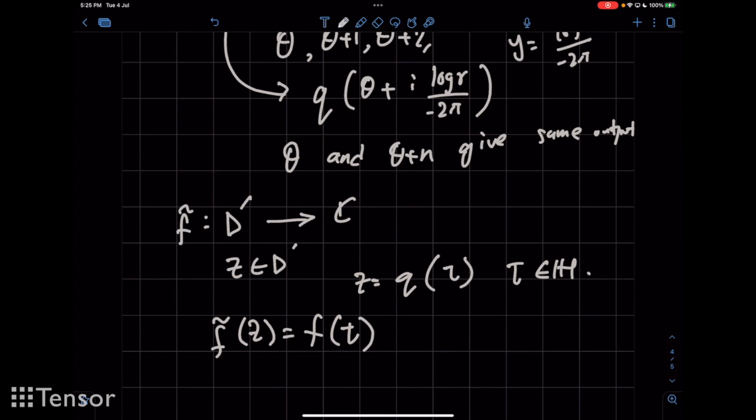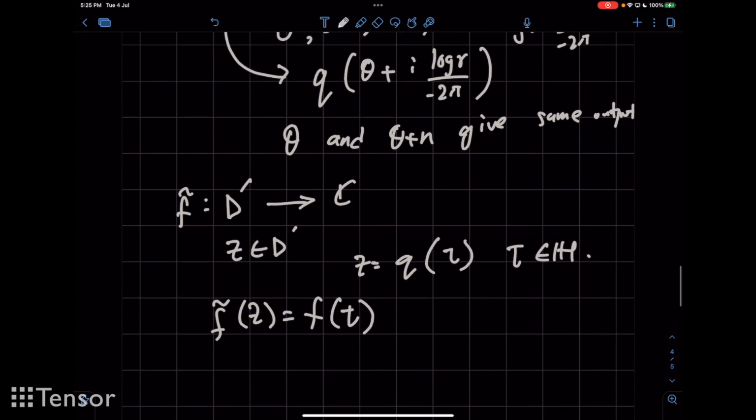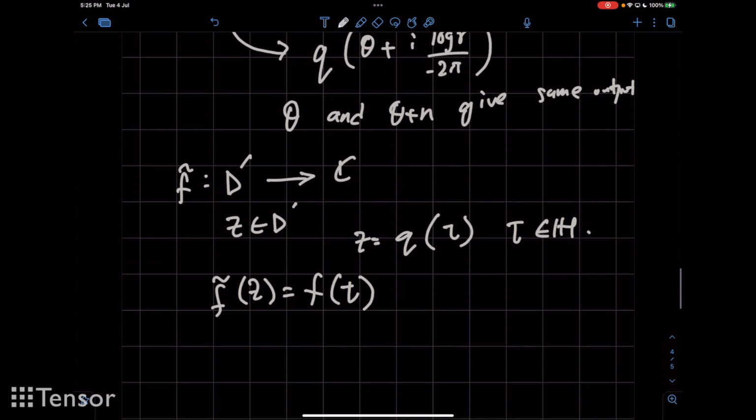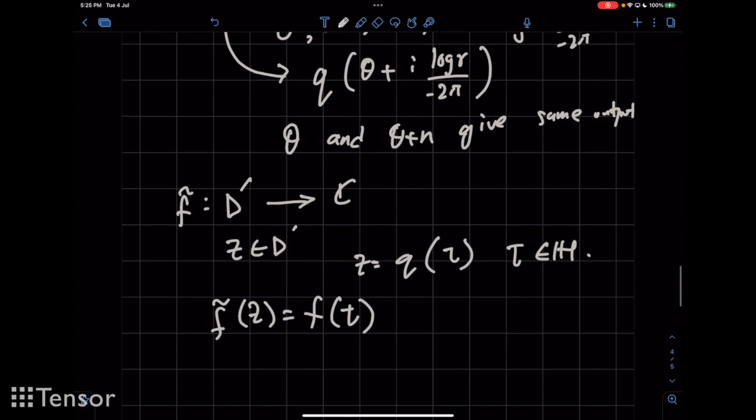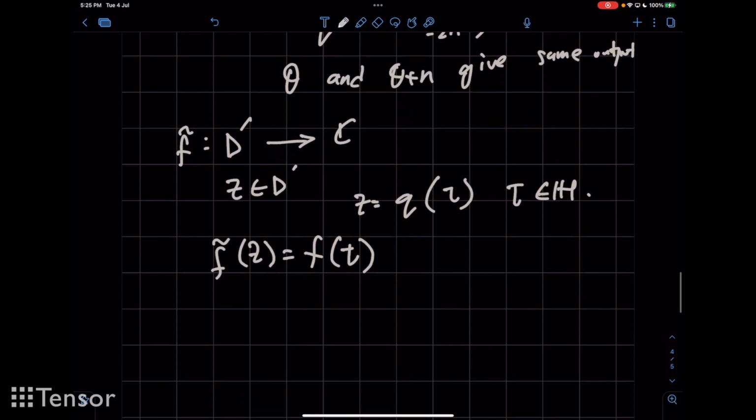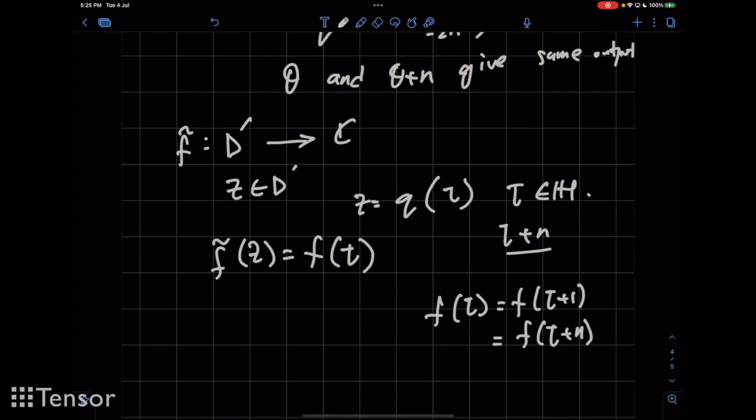All right. So we need to actually check the well-definedness of this definition, because we have multiple choices for tau. You can see that all the multiple choices of tau are basically tau plus n, where n is an integer. And we already know that f of tau is exactly the same as f of tau plus 1. So by induction, it's the same as f of tau plus n for any integer n. So this is indeed a well-defined definition.